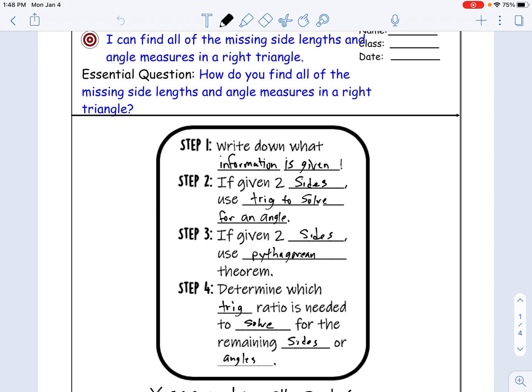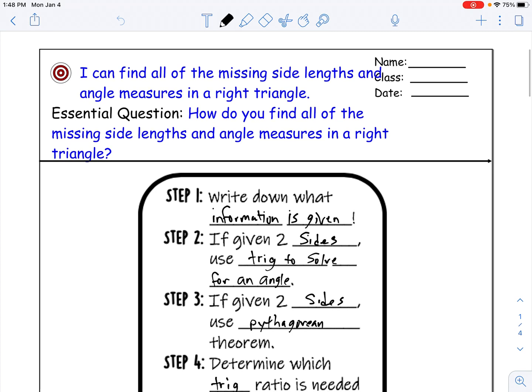We're going to finish off 7-4 today. We're going to talk about solving right triangles. What that means is we are going to find all measures of sides and all measures of degree measurements in angles, right? So we're finding all the missing sides and all the missing angles, okay?